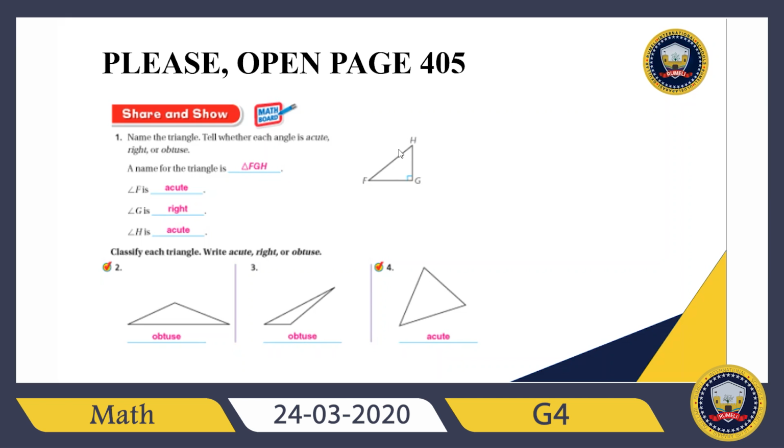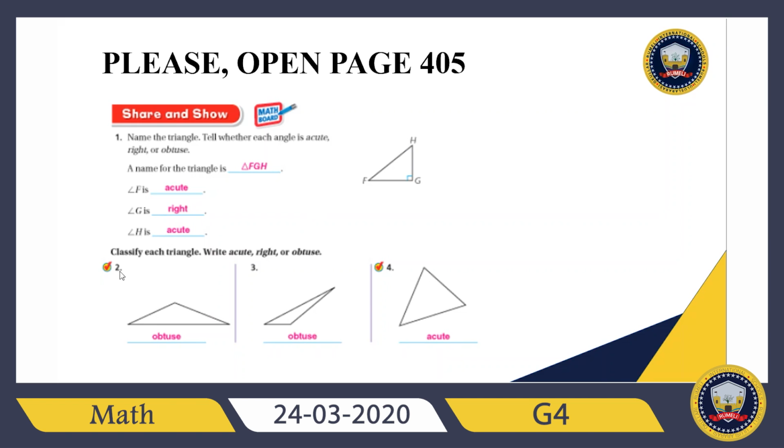Let's check the angles. First of all, angle F. I know angle F is less than a right angle, so it is an acute angle. Good job. What about angle G? I know G is a right angle because it includes a square here. If I see a square here, it is a right angle. What about H? H is less than a right angle, so it is an acute angle.